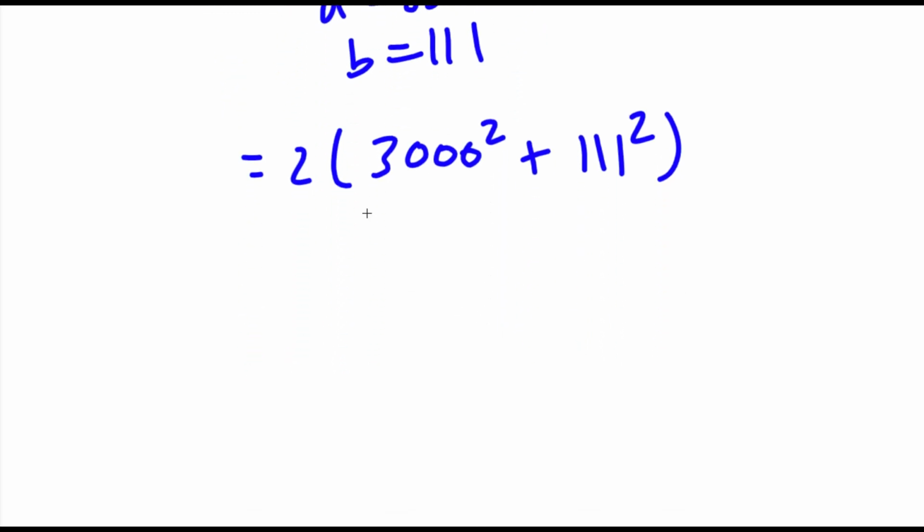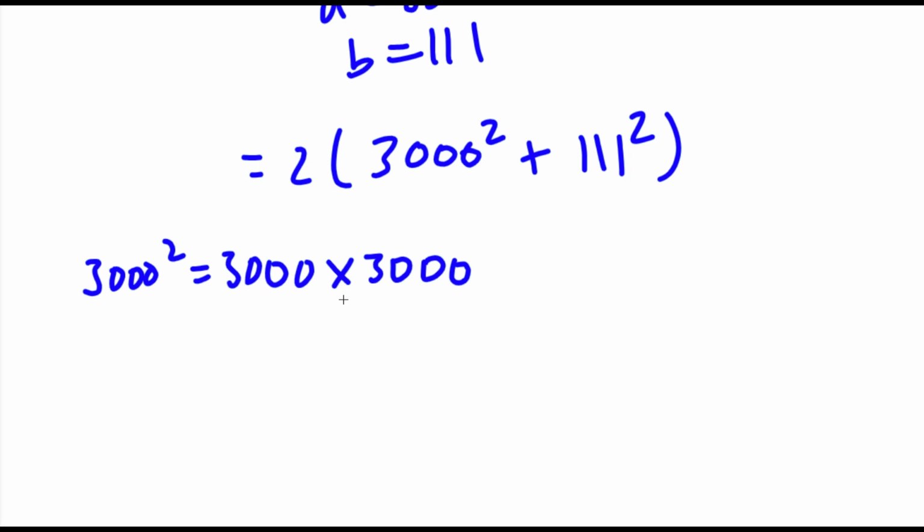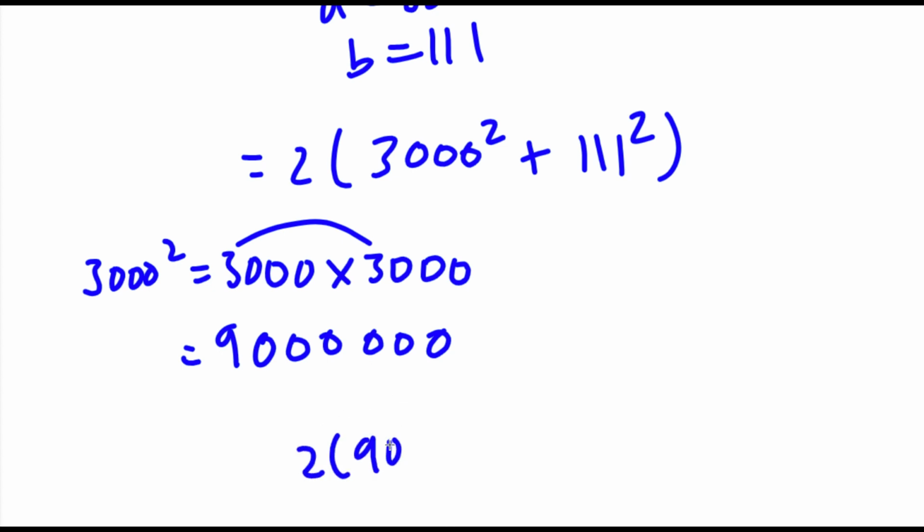Now 3,000 squared is the same thing as 3,000 times 3,000, right? And you may think this is hard because it's a 4-digit number times a 4-digit number, but we can actually ignore the zeros for now and just do 3 times 3. That would give us 9, right? And then we simply add all the zeros after. So we're going to add 1, 2, 3, 4, 5, 6 zeros. So our answer here is going to be 9 million. So now I have 2 times 9 million plus 111 squared.